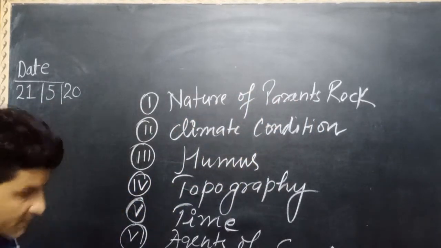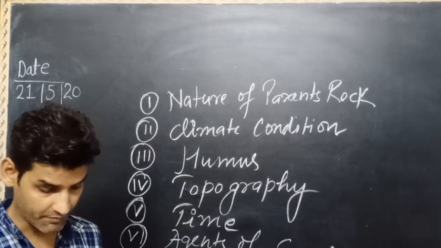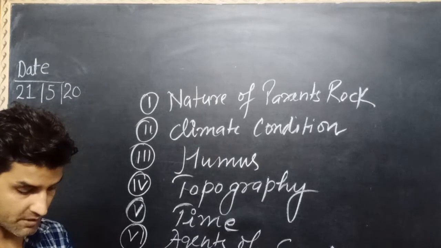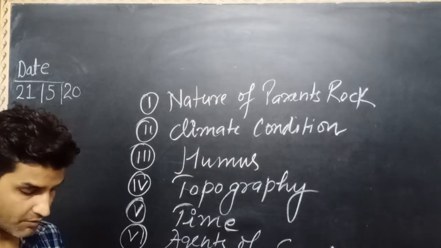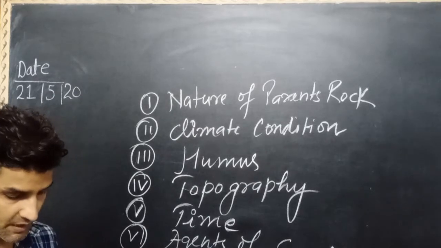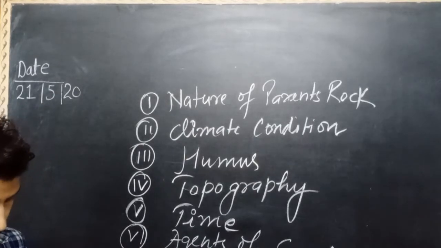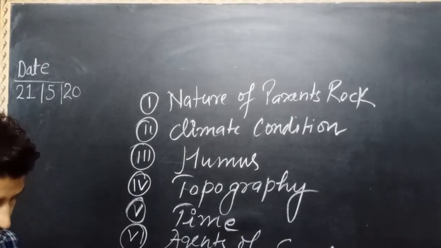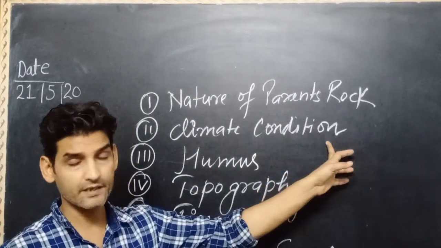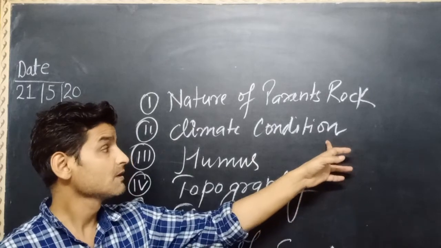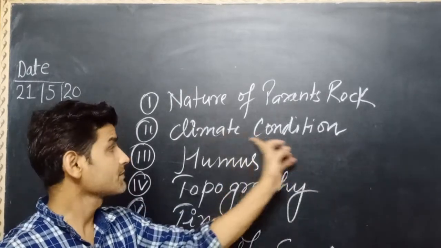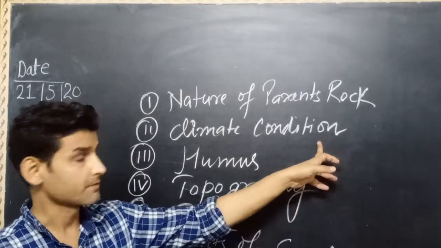And the second one, climate condition, is also an important factor in making soil. Particularly temperature and precipitation affect soil formation. Greater variation of temperature and more moisture in the air increase the rate of weathering, thereby stressing the process of soil formation. Means in the formation of soil, climate condition is the second important factor.